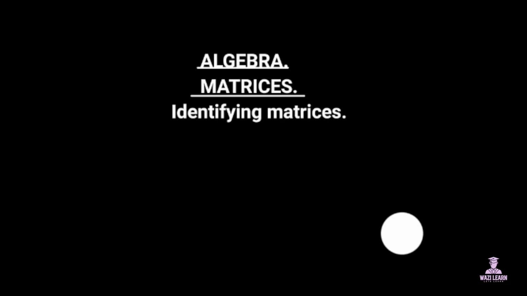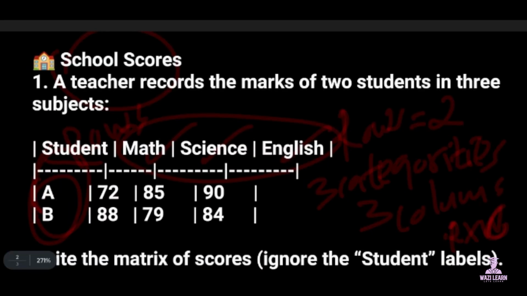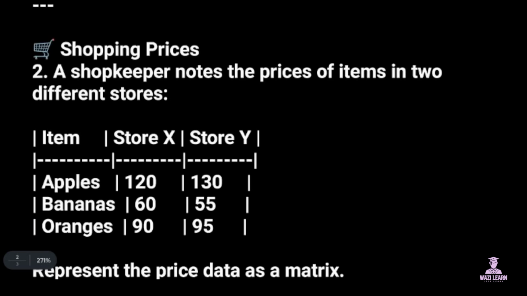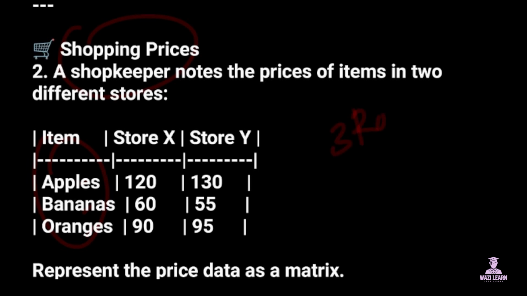Let us look at the second example, where now we have shopping prices. A shopkeeper notes the prices of items in two different stores. So we have our individual items, which are three: apples, bananas, and oranges. So meaning we'll have three rows, and then our categories, store X and store Y, will form two columns.